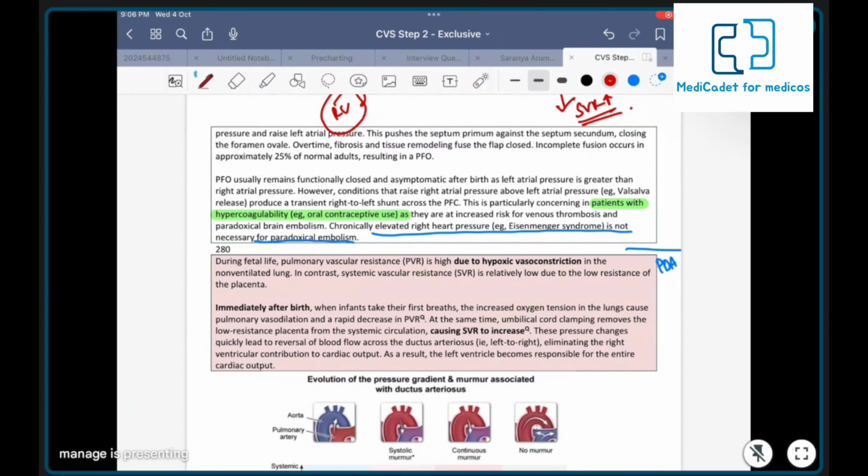Okay, fine. So here they've mentioned the hypercoagulability states, like OCP use, that could be in the question, that could be a clue.